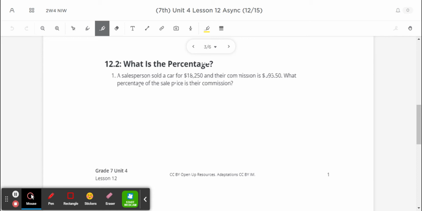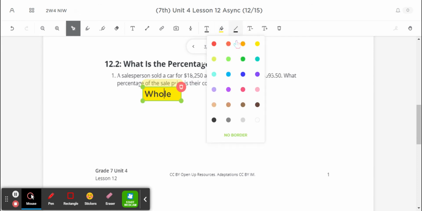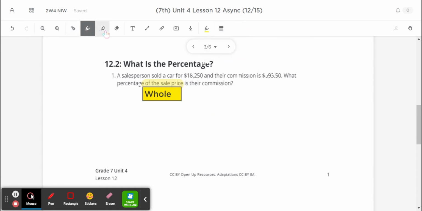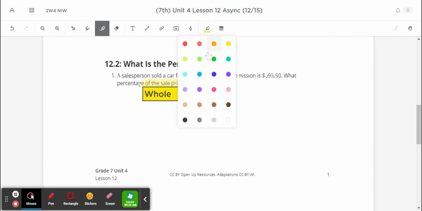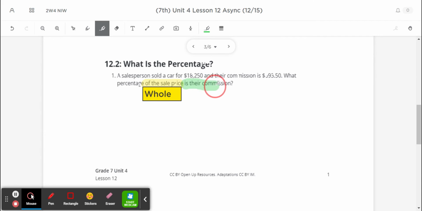Yesterday, we talked a lot about identifying what is the part and what is the whole. In this question, we know that we're identifying the percentage of the sales price. And so the whole in this problem is the sales price, because that's what we're finding the percentage of. We know that the part in this problem is the commission, because the commission is what it's asking us about. What percentage of the sales price is that commission? And so I'm going to go ahead and label my commission with the word part, just so I can keep track of each of the values that I'm working with in this problem. I've got a whole and I've got a part.